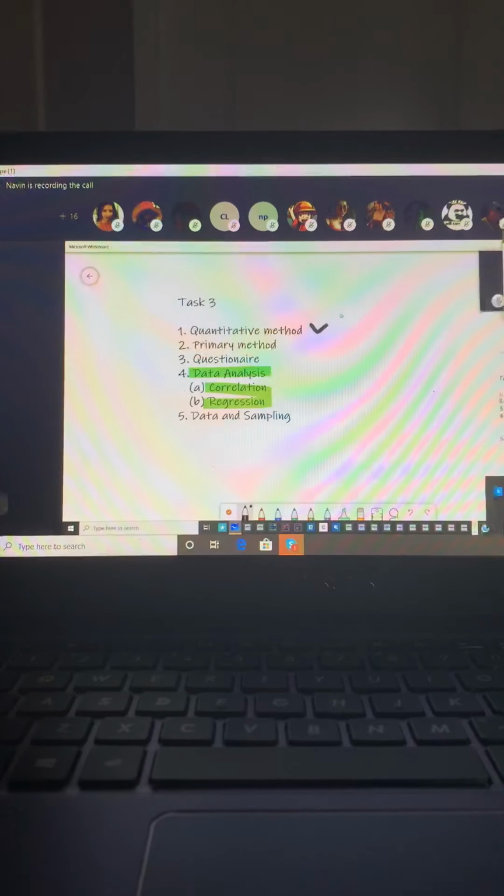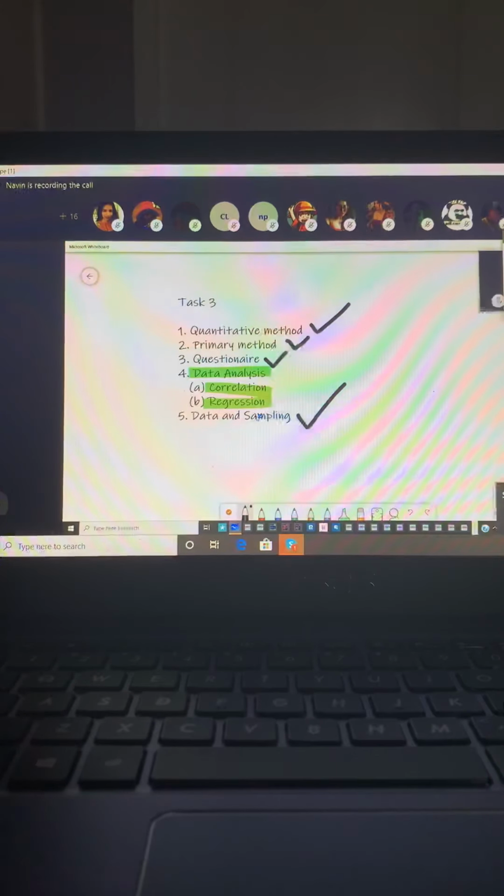But now you can write on questionnaire, and on data and sampling. Data and sampling means you tell me how many data you collect, meaning how many questionnaires you managed to collect. You can say that the questionnaire is sent by WhatsApp or through email to respondents, then respondents answer that. You also can talk about how you do your sampling.